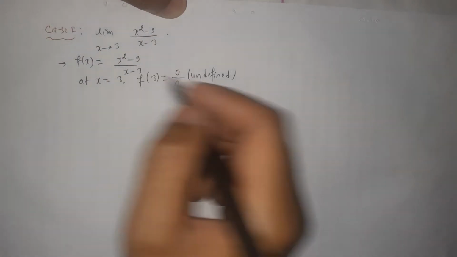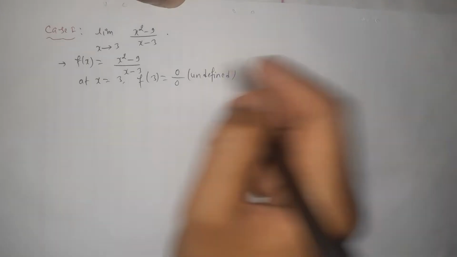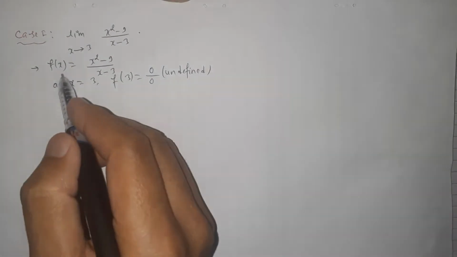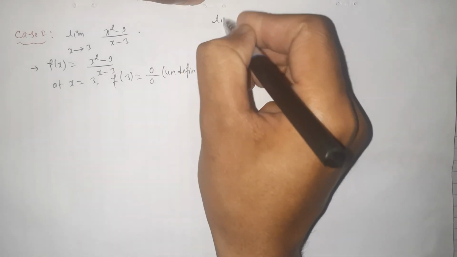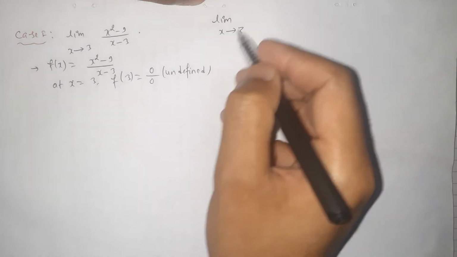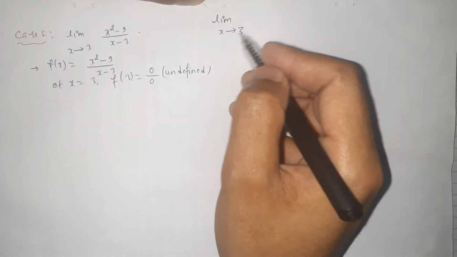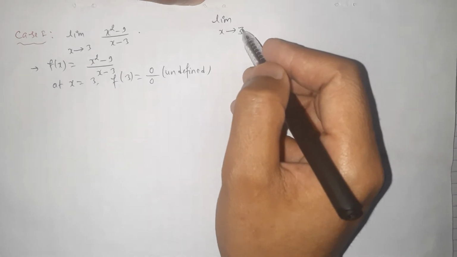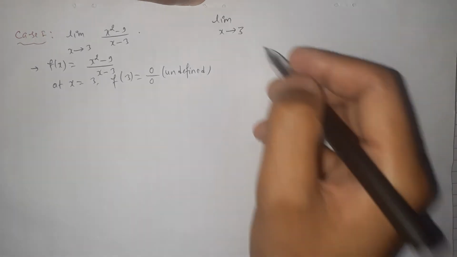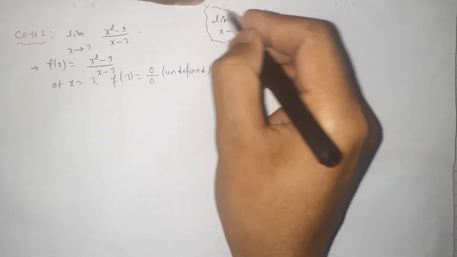Let's discuss the calculation part of this limiting value. Let's calculate the limit for this function. Here the limit as x approaches 3 means we are going to take values of x not exactly 3. We are approaching this 3. We can approach this 3 from the left hand side or from the right hand side. Let's calculate the limit for the function.